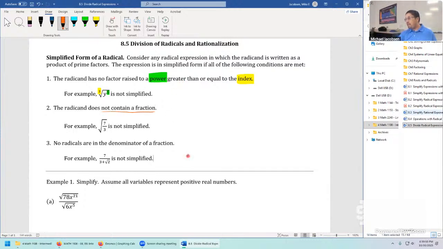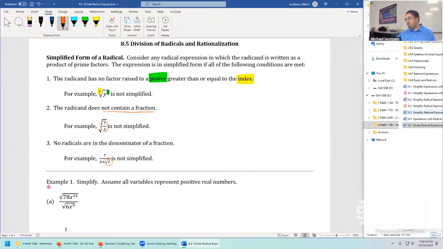So it cannot contain a fraction. That's our issue here. We'll see how to correct those when they occur. And for the last part of the problem, this is where the conjugate comes into play. No radicals can be in the denominator of a fraction. So when there's a root right here, this was the one part that makes it not simplified. So we're going to look into how these simplify.